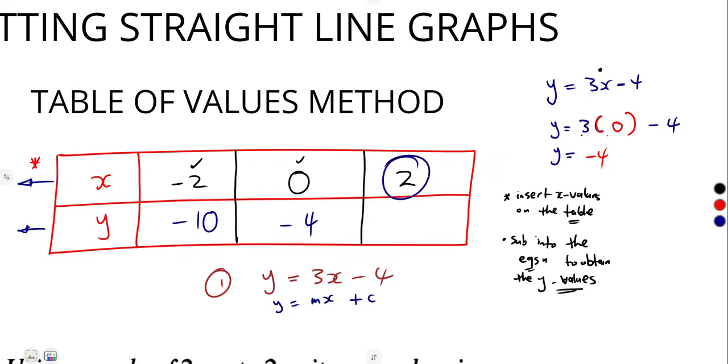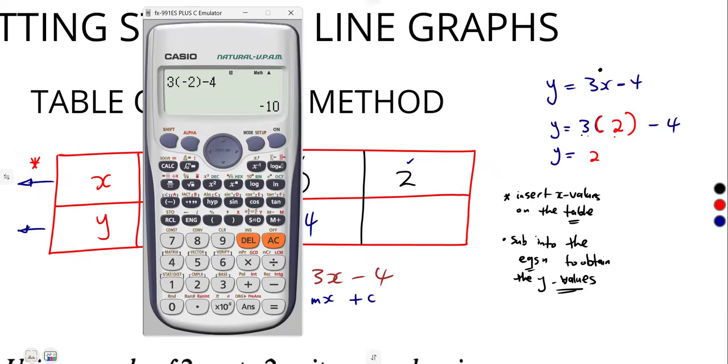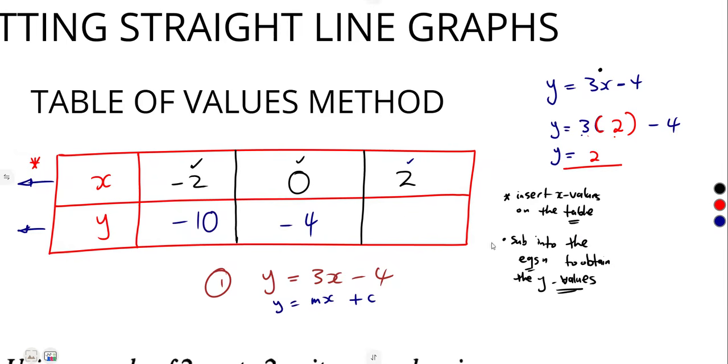When x is 2, that's our input value. You do the same thing, substitute into your equation. Where x is, you put what? 2. So that's going to be 3 times 2, 6, minus 4, which is 2. Or just use your calculator. 3 times 2 minus 4, that's positive what? 2. So the y value is 2. So that's the table of values.